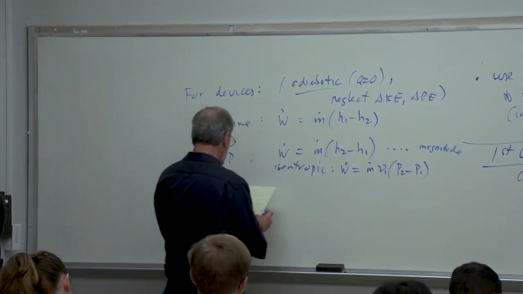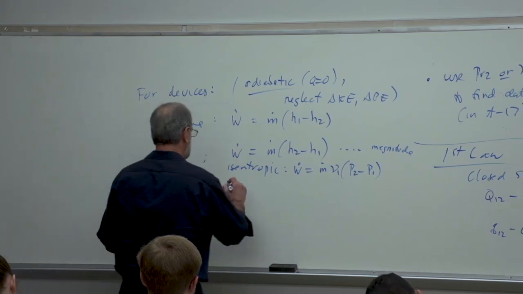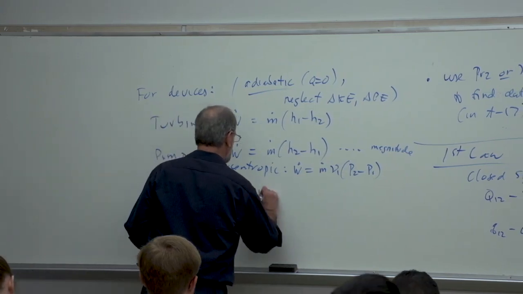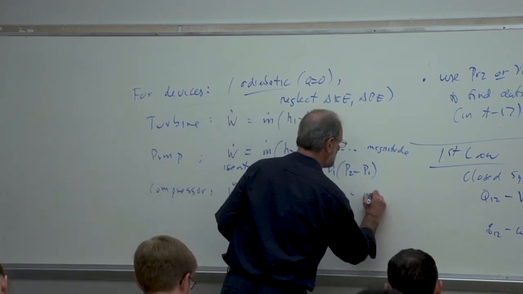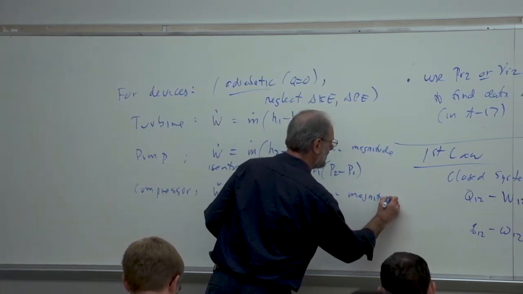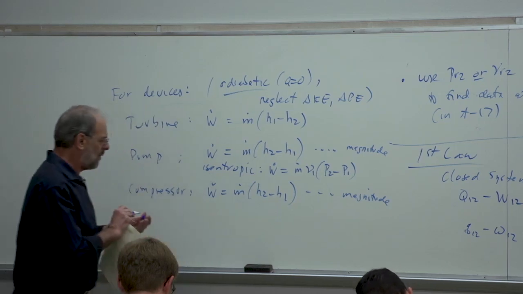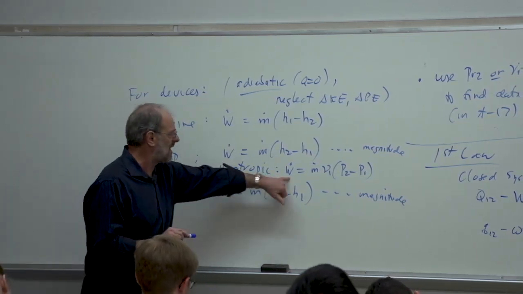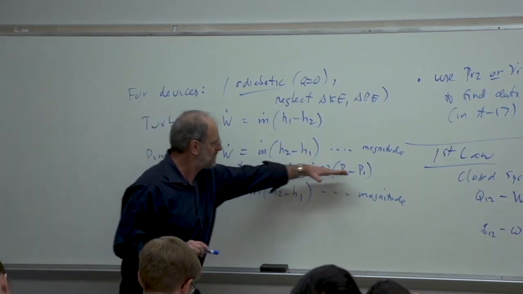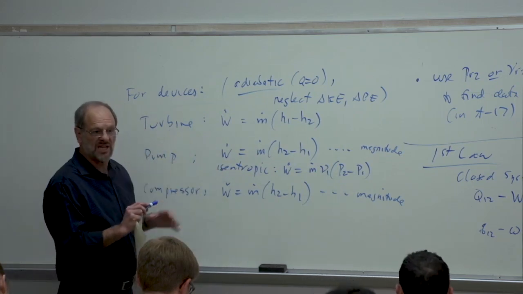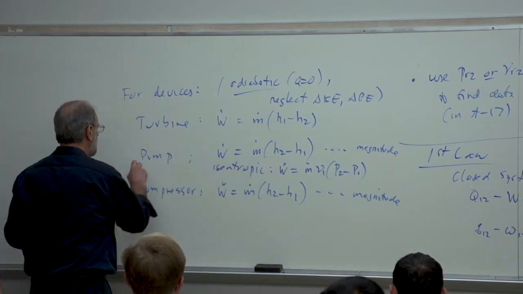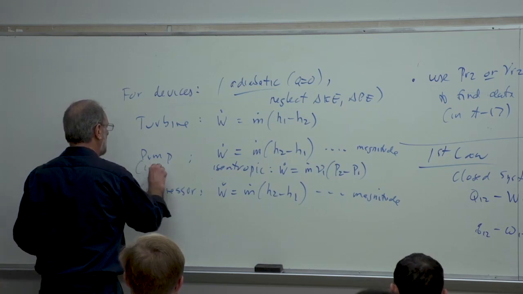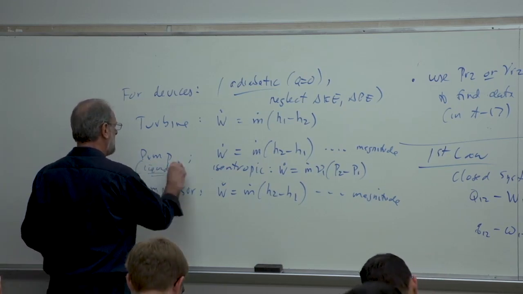And then lastly, for the compressor, same thing applies as it does to the pump. The power is just going to be the mass flow rate times H2 minus H1. Again, this is just the magnitude. And we cannot apply this isentropic equation as we've done above. This only applies to a pump. And the reason is because pumps move liquids, and this equation only applies to liquids. Okay? So let's just put a little liquids right underneath the pump.